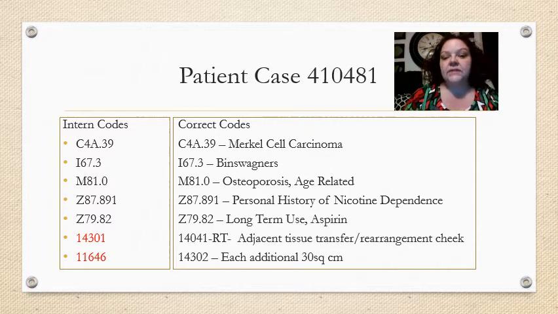14301 is wrong because it specifies any area, where there's more specificity in 14041 that says it's for the cheek. 14041 also specifies 10 to 30 square centimeters, where the procedure is for 45. So in this case, 14302 needs to be added to cover the additional 15 square centimeters. It would actually cover up to 30 additional square centimeters. The documentation of aspirin, again, are good examples of proper documentation. Oftentimes those are missed.